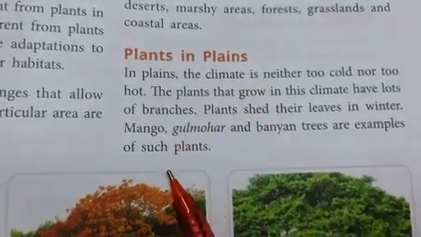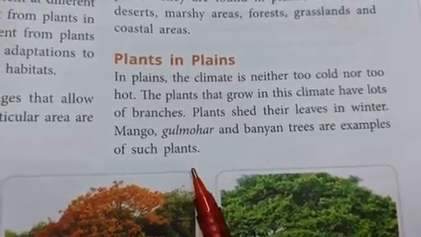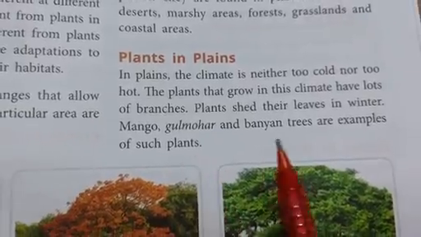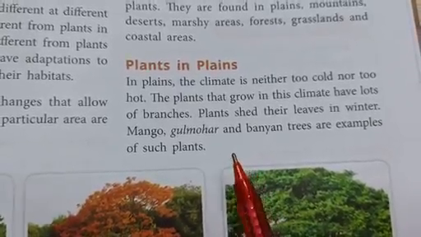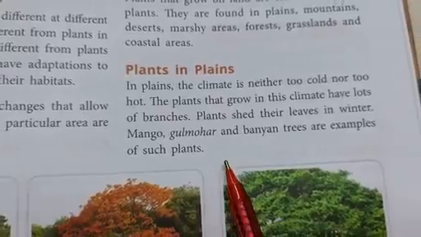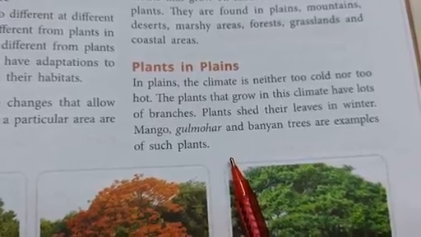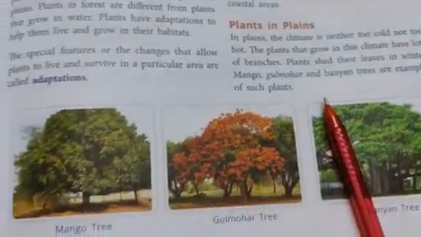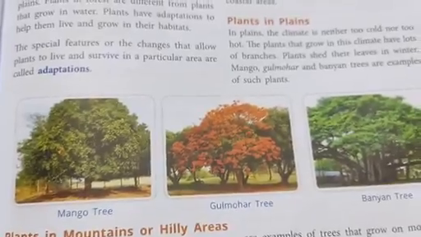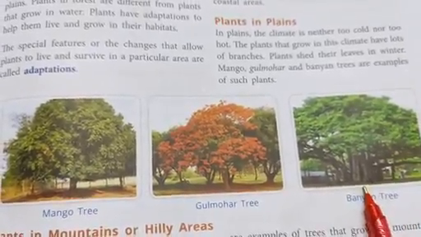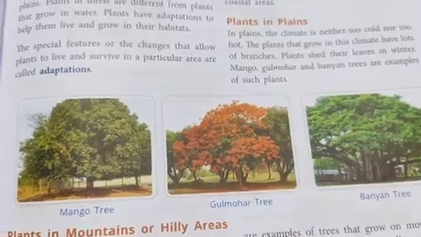As you all know, in plains the climate is neither too hot nor too cold. So the plants which grow in this climate have lots of branches because the temperature is appropriate, and the plants generally shed their leaves in winter. Some examples of plants in plains are mango tree, gulmohar tree and banyan tree.